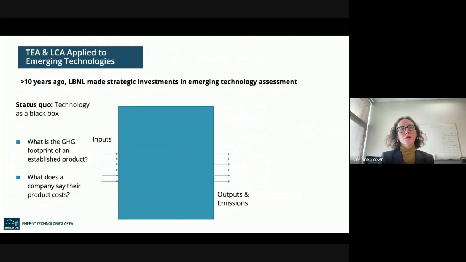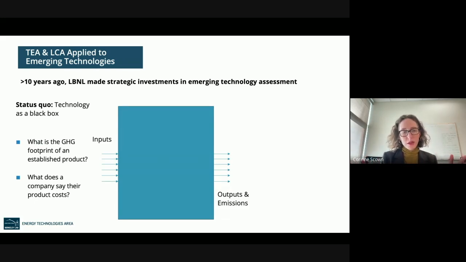When I first got to Berkeley Lab, more than 10 years ago, I guess about 12 years, a lot of folks in the field were still treating the technologies they were analyzing as a black box. This was especially true in life cycle assessment, because the people doing this research tended to have to be generalists. It was a small field. They had to analyze all kinds of different technologies. LCA was their expertise, and they didn't have a particular class of technologies or subject matter that they were expert in.